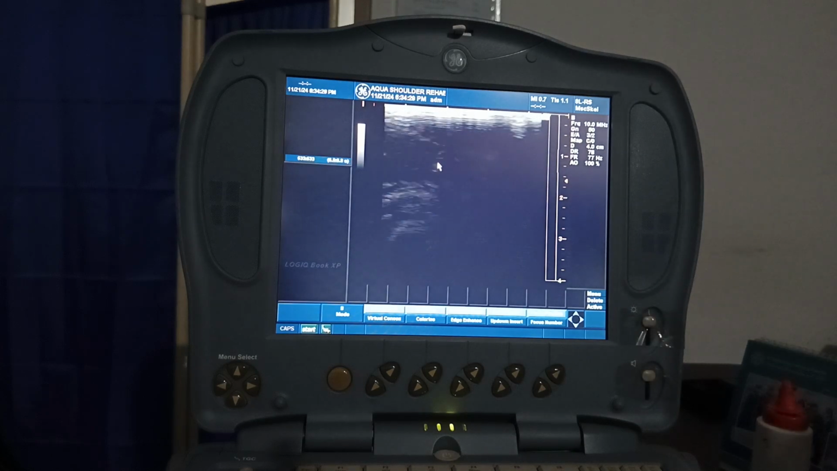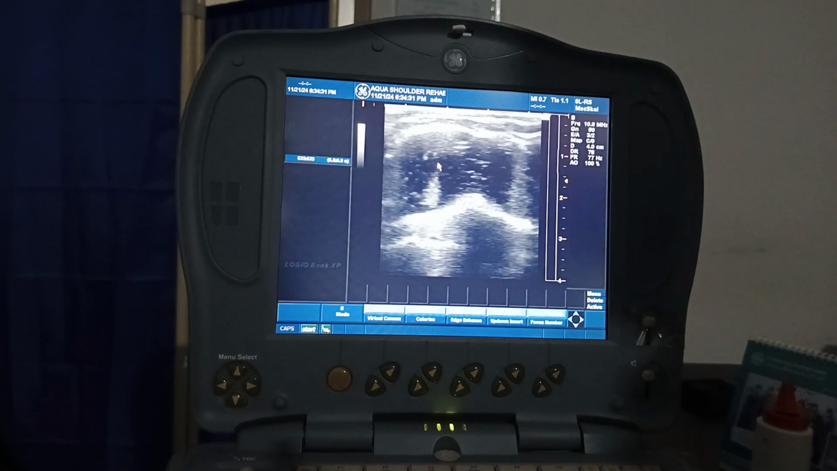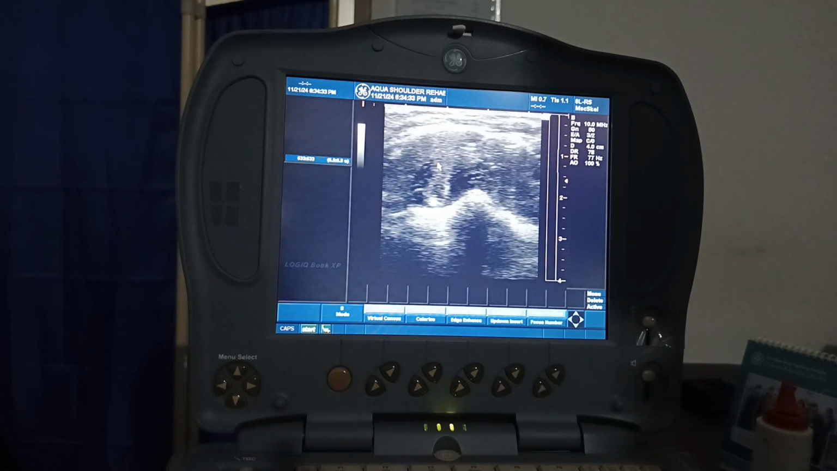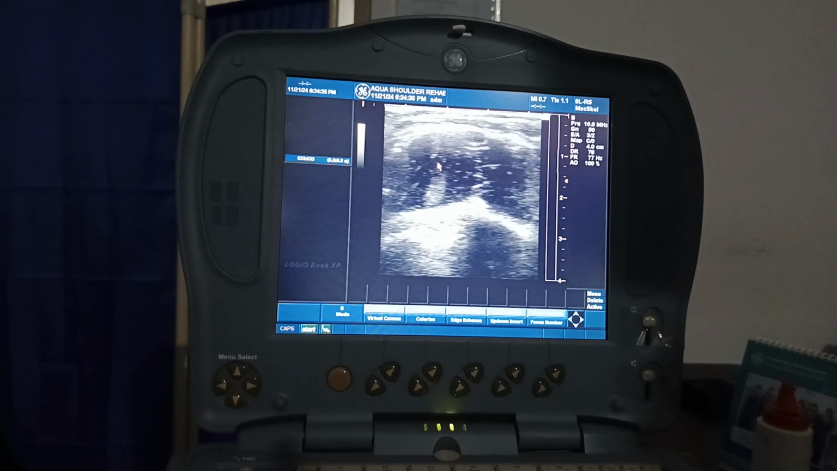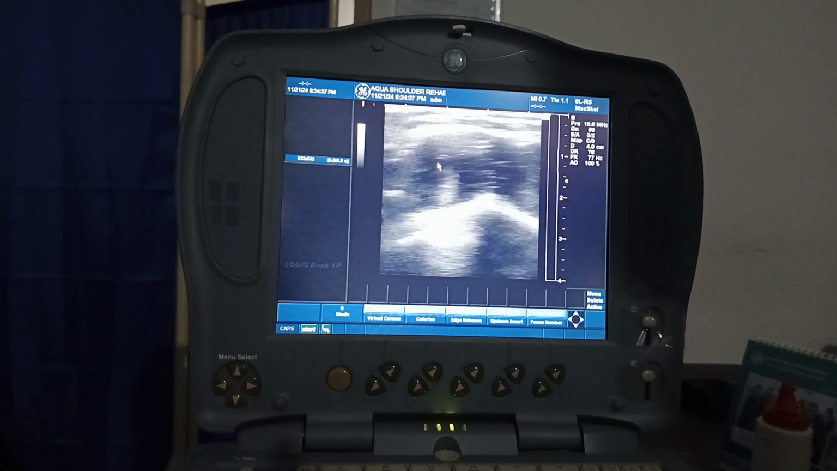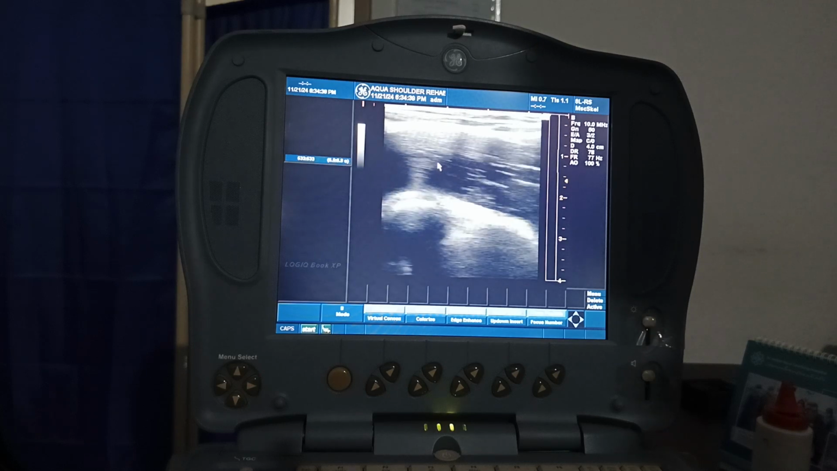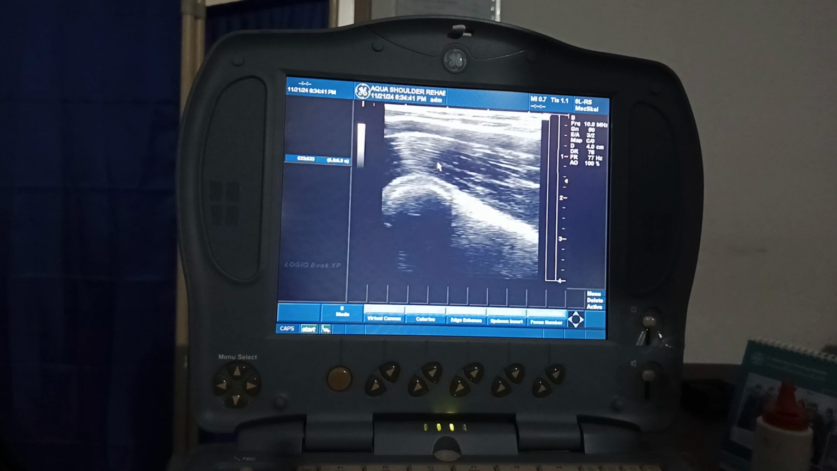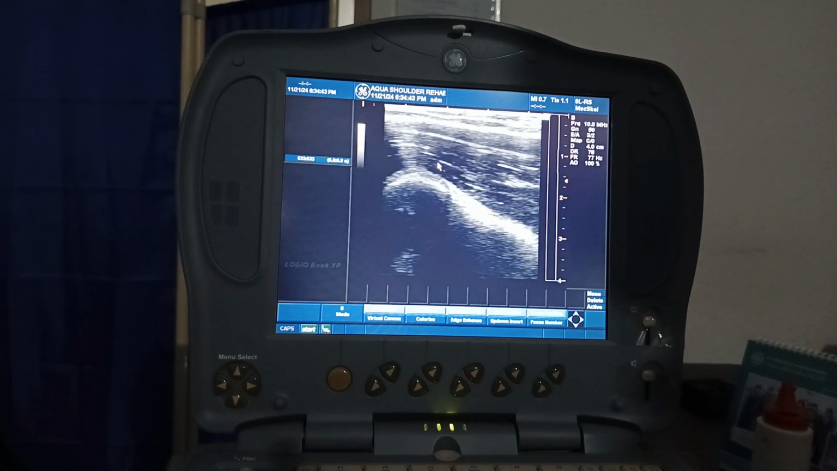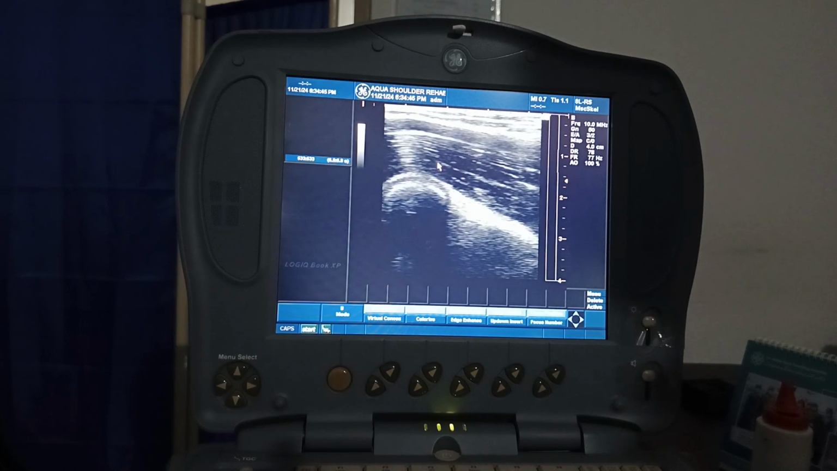So this is the short axis. As I told you, this is the short axis of the blood vessel, and you can see that this is pulsating. Now let's try to elongate this and try to see. Even at rest, you can easily see the blood vessel pulsating. So that's one of the ways.